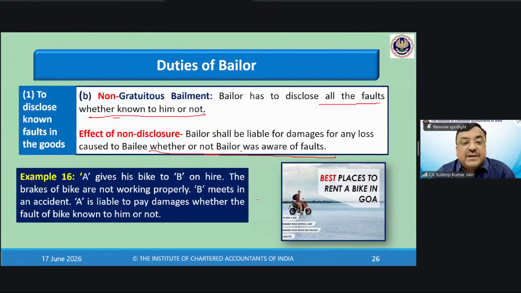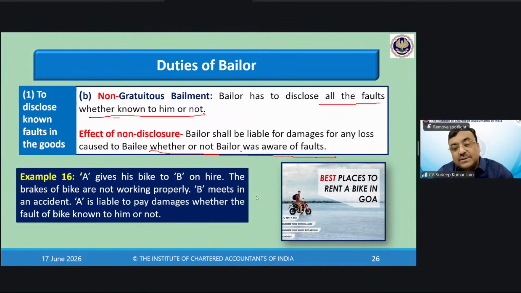Example 16: A gives his bike to B on hire. The brakes of the bike are not working properly. In the previous example, example number 14, the bike was given free of cost. But in example number 16, the bike was given for some charges, on hire. B meets an accident. A is liable to pay damages, whether the fault of the bike is known to A or not.